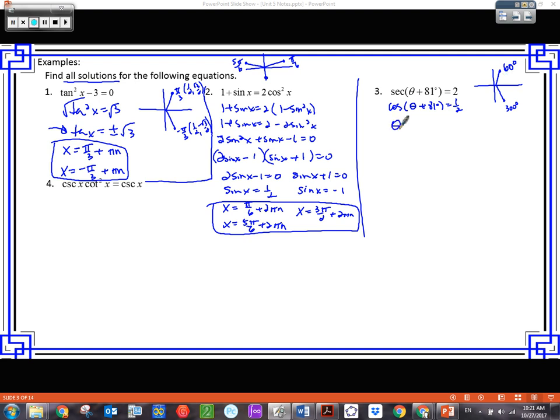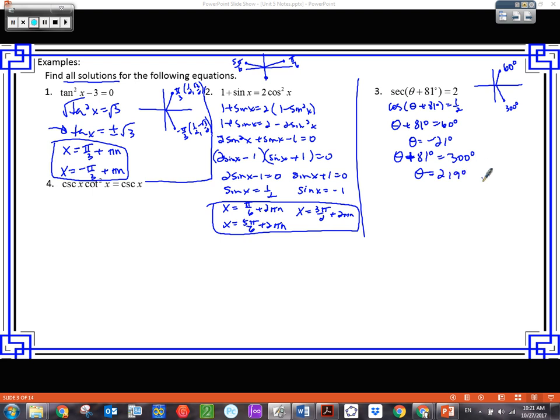So now I know that theta plus 81 degrees is 60 degrees. I know that's one option. So I would solve that. I would move the 81 degrees over. And so 60 minus 81 is negative 21 degrees. And then again, I would set the argument of cosine equal to the second one, which is 300 degrees. And then I would do the same, solve for theta. So theta equals 300 minus 81, which is 219.